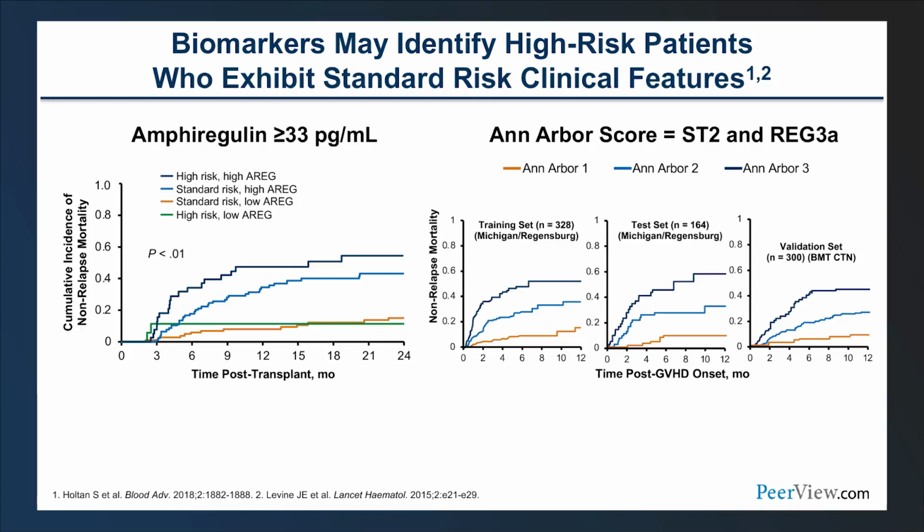Similarly, we have the Ann Arbor score. This has been studied extensively and published with multiple different papers from multicenter studies. The Ann Arbor score uses a combination of ST2 and Reg3 alpha to generate 3 levels of risk. Ann Arbor 1 being the lowest risk, Ann Arbor 2 intermediate, Ann Arbor 3 the highest risk. And we show here the non-relapse mortality by Ann Arbor score. So obviously this has been very well studied and is now commercially available for testing through ViraCore.